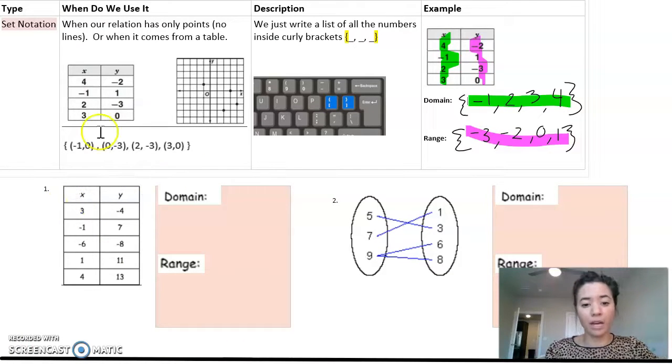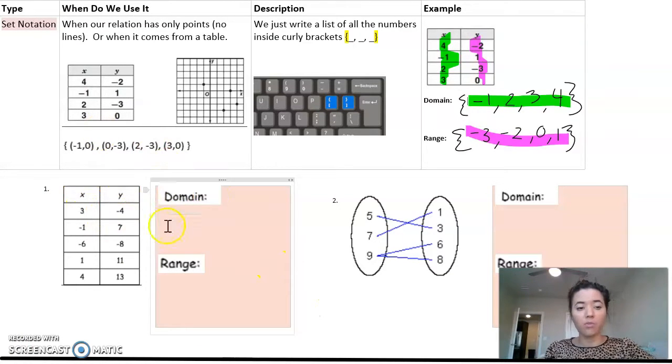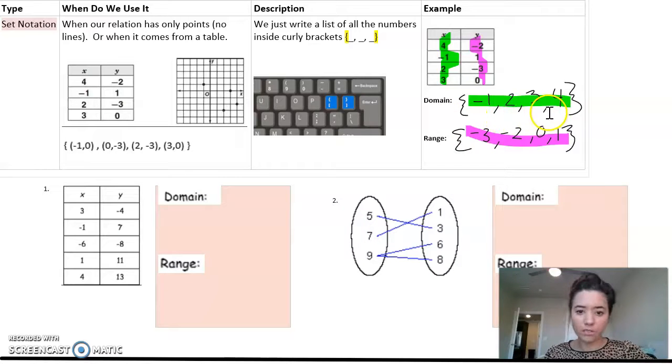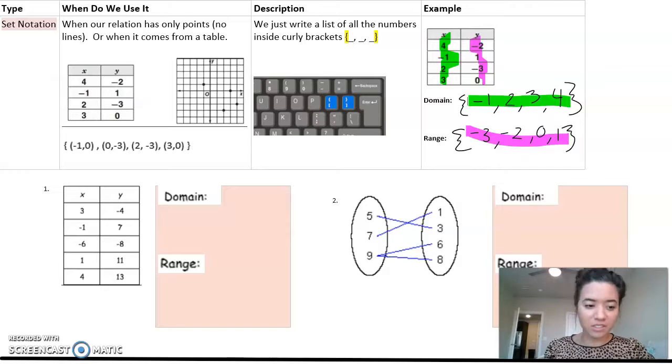I want you to go ahead and try that for this table and then this mapping diagram. Make your curly brackets, list the possible x values, make your curly brackets, list the possible y values, and then do the same for the mapping diagram. If you're stuck, come back and play me, or otherwise finish the problem and then come back to check your answers. Pause me now.